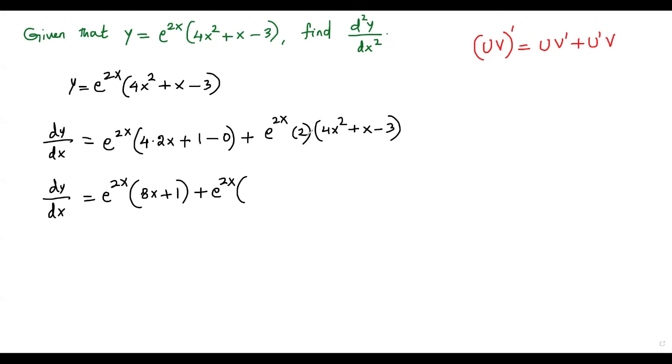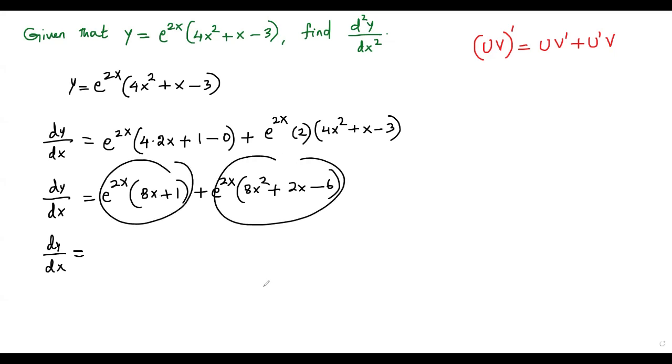When I do so, 2 times 4x square is 8x square, positive 2 times x is 2x, and 2 times negative 3 is negative 6. Okay, so we get dy over dx equals to, now here we have e to the power of 2x, here we have e to the power of 2x. So the greatest common divisor for these two quantities is e to the power of 2x. So we can factor e to the power of 2x out.